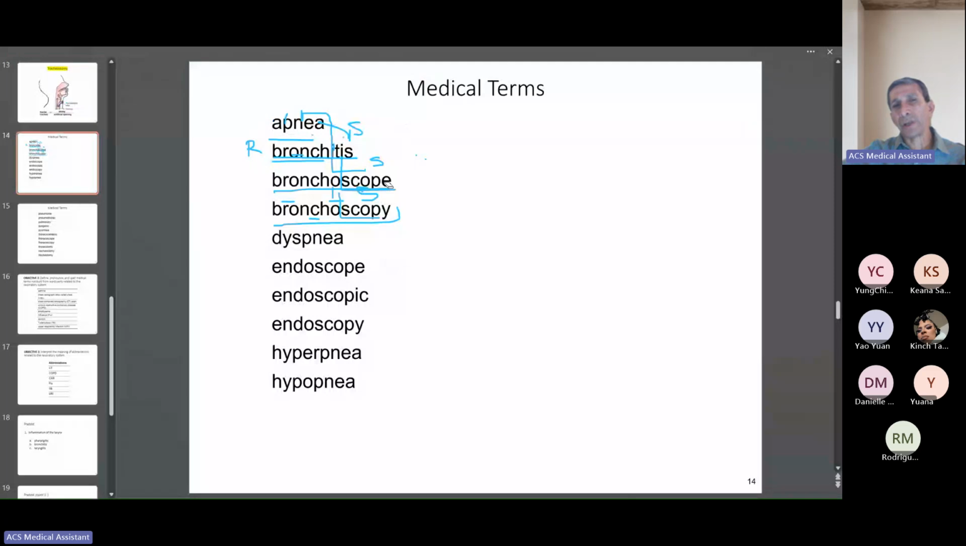Any questions about knowing the difference between the instrument and the actions, or the use that we give to the instrument? Remember, the use that we give to the instrument is called scopy. Scope is the actual instrument, but the instrument is not doing anything at that moment. We just see the instrument right there, but when we start using it, now it has a different name.